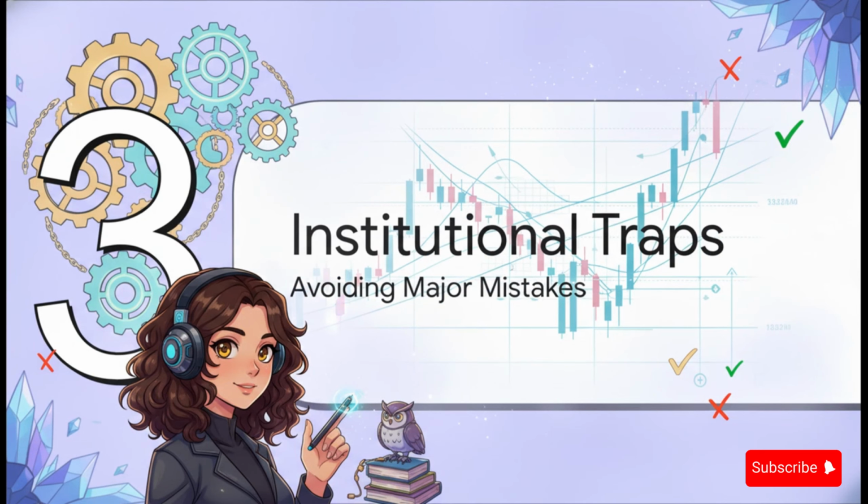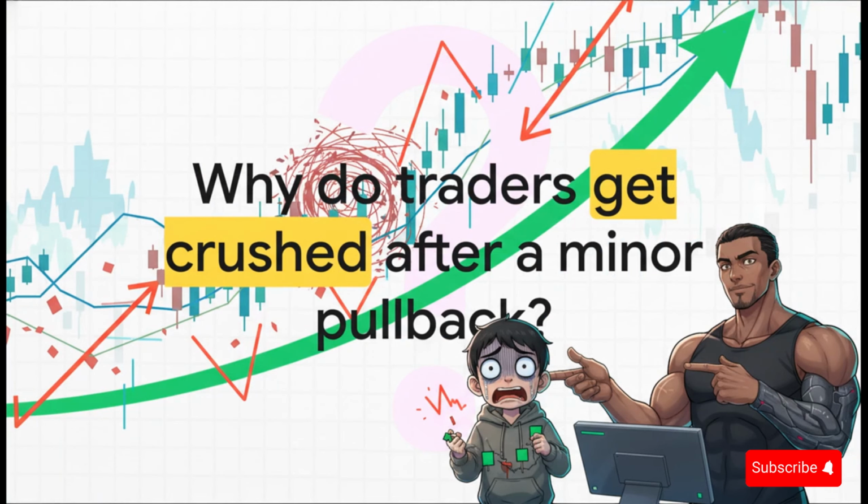Okay, Section 3, avoiding institutional traps. This is a big one. Let's talk about the mistakes that get retail traders absolutely crushed. Ever wonder why you get stopped out selling after a minor pullback? The first major trap is getting totally faked out by internal structure.